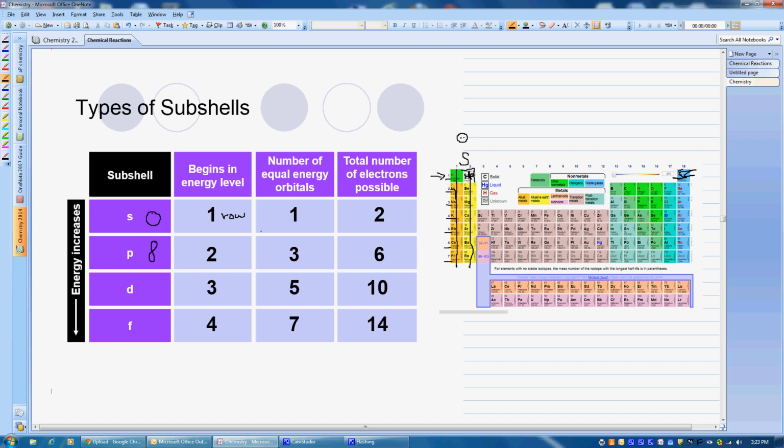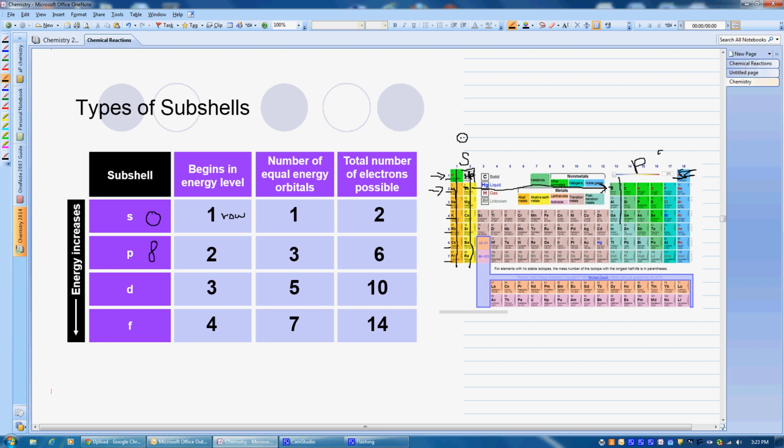The p sublevel begins in the 2nd energy level. So this is our 2nd row. You can see here we've got an s sublevel, and then you read the periodic table just like a book. As we go across here, we go from atomic number 4 to number 5, with boron, and this is our p sublevel. There are 3 different orbitals. Again, each orbital holds 2 electrons, so that means we can have a possibility of 6 electrons.